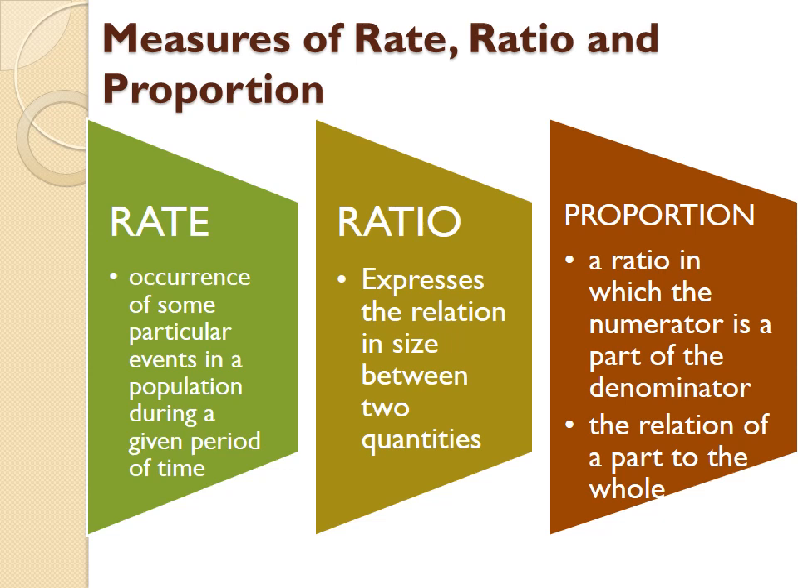That is, rate is the occurrence of some particular events in a population during a given period of time, whereas ratio expresses the relation in size between two quantities, and proportion is a ratio in which the numerator is a part of the denominator, and it is usually expressed as a percentage, and it shows the relation of the part to the whole.